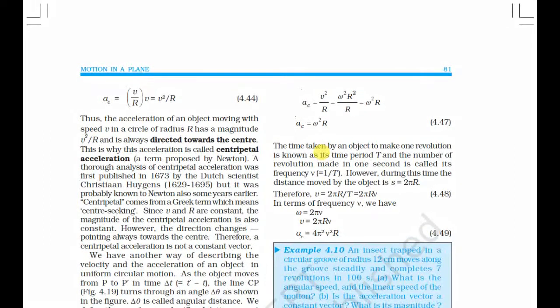In terms of frequency nu, we have v equals 2 pi R into nu. This is not the letter v but the Greek symbol nu. So v equals 2 pi into R into nu, and a_c equals 4 pi square nu square into R.